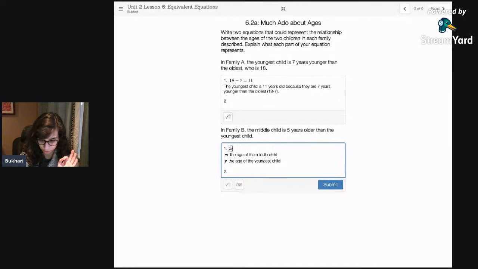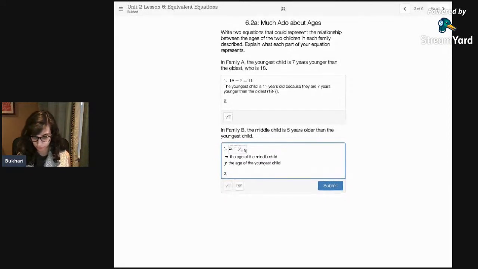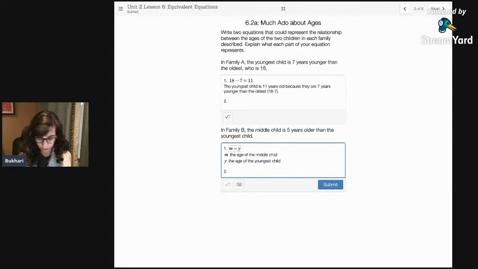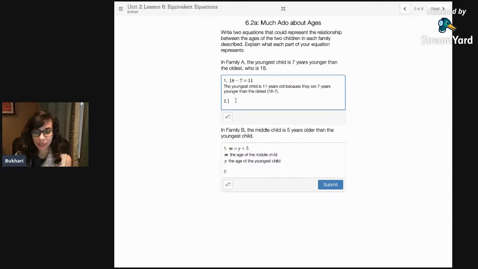All right, let me create my equation. The middle child is 5 years older than the youngest child. So that means Y plus 5, right? The age of the middle child is the youngest child plus 5. So we can think of it like that. And so you create the second equation and describe what's actually happening.